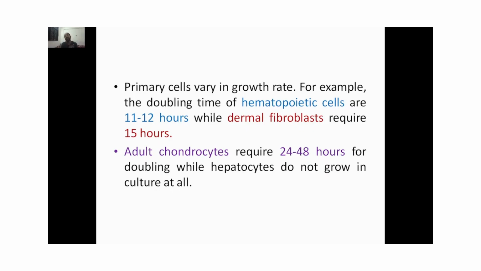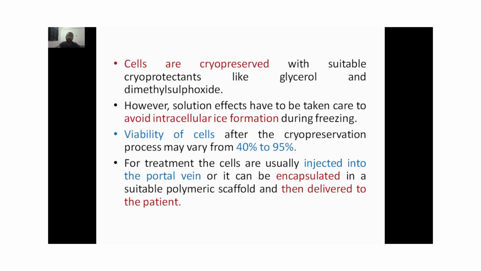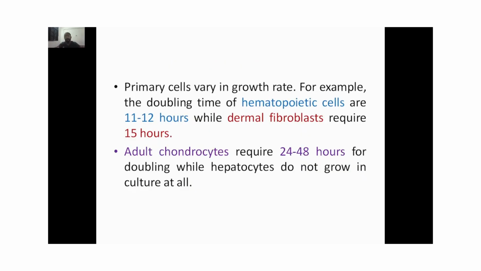So adult chondrocytes require around 24 to 48 hours for doubling, while hepatocytes do not grow in culture at all. Okay, so these are some of the things we need to keep in mind. First we discussed the particular numbers of the cells, then the maximum limit, then the Hayflick limit, that is 30 to 50 doublings based on the age. Then it is about the hours, the time it takes for each doubling.